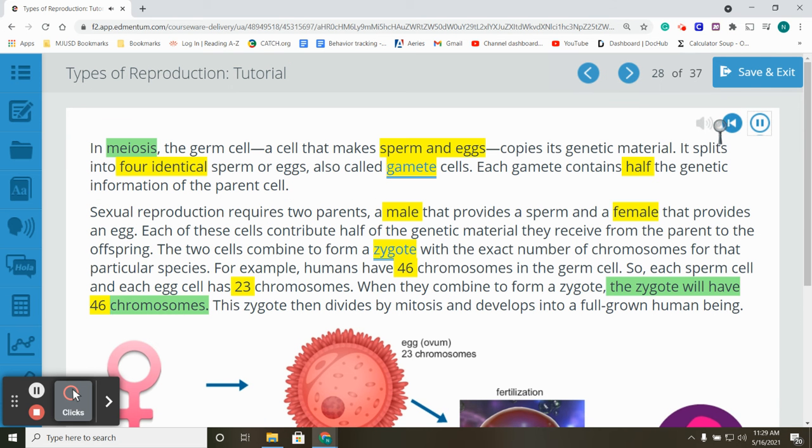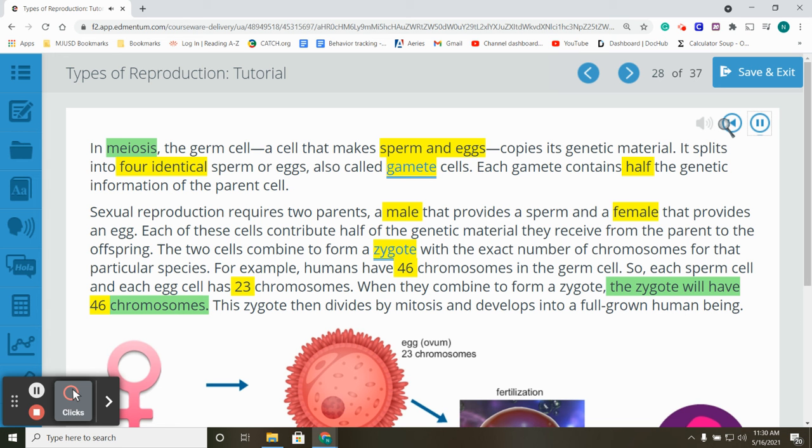In meiosis, the germ cell, a cell that makes sperm and eggs, copies its genetic material. It splits into 4 sperm or eggs, also called gamete cells. Each gamete contains half the genetic information of the parent cell. Sexual reproduction requires 2 parents, a male that provides a sperm and a female that provides an egg. Each of these cells contributes half of the genetic material they receive from the parent to the offspring.